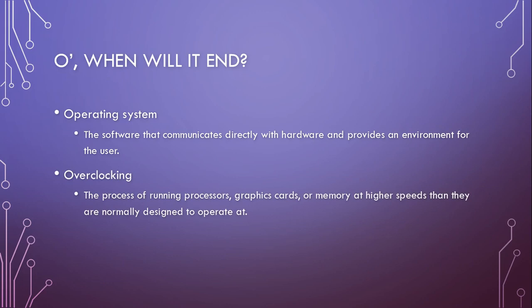Overclocking is, for the super nerds out here, the process of running processors, graphics, or memory at higher speeds than they're normally designed to operate at. So it allows you to push the hardware beyond its manufactured factory limits, and you can run at higher speeds. And higher speeds means that it can do things more powerfully. The thing is, you don't want to do this unless you have a good understanding of it, because when you start running stuff faster, it does create more heat. And heat is a very big bane of a computer.